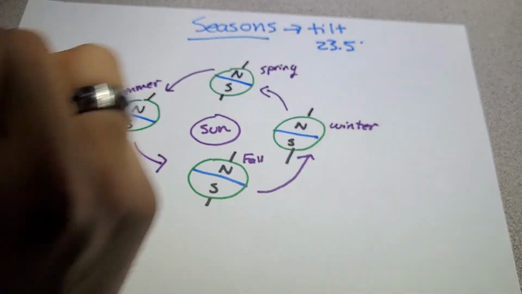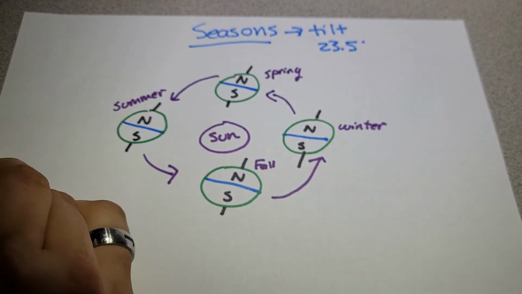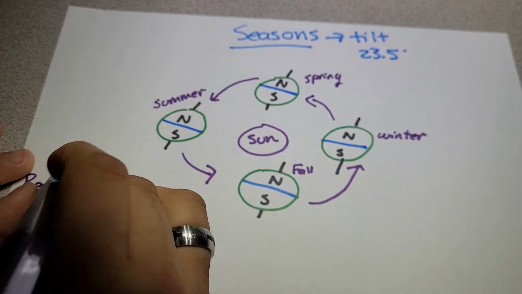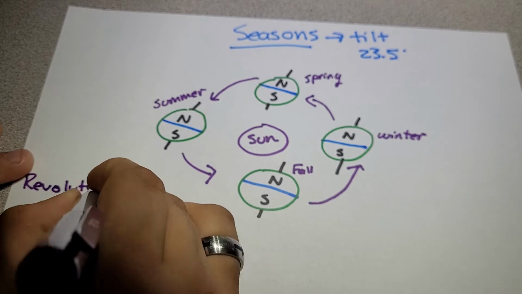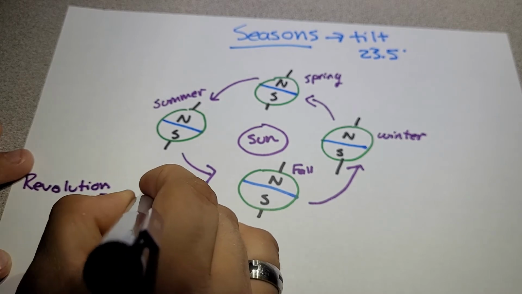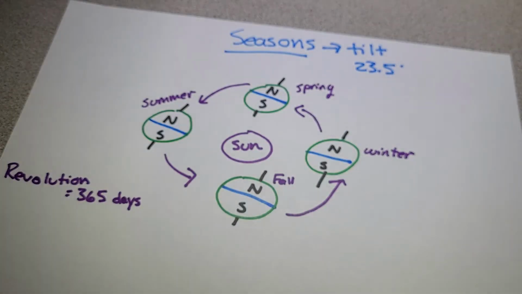And how long does it take for all these seasons to happen, guys? 365 days, which we call a revolution. Revolution, 365 days. That's 1 year. So as we go through this diagram, we can see what seasons are there in the north. Now let's do the south.